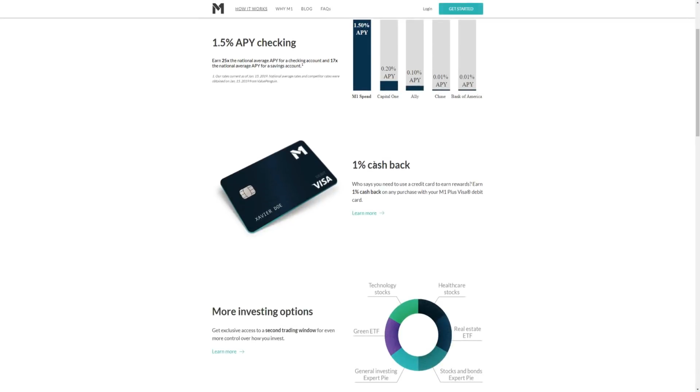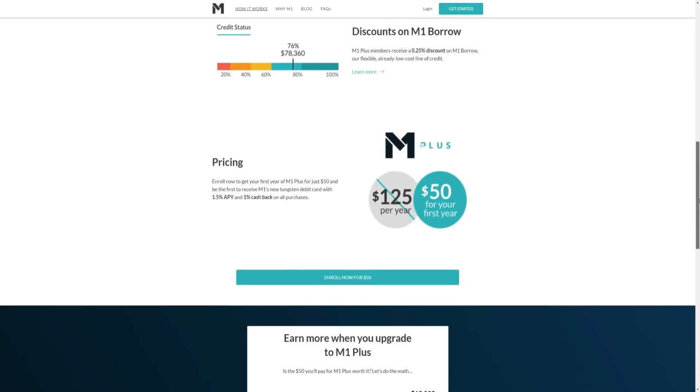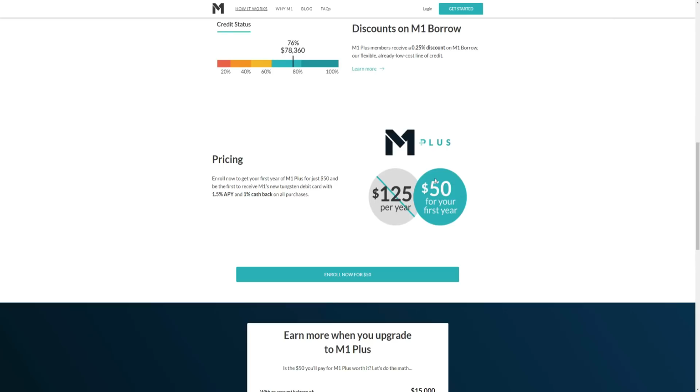Now, 1% cash back, there's a lot of credit cards out there that offer 1.5% back, 2%, 2.5%, 3%. 1% back is just the normal bottom of the mill cash back feature. If you're out there spending, again, $1,000, that's only $10 per month back in cash back. Down here towards the bottom, the pricing kind of eats into your returns here. $50 for the first year, but then it becomes $125.